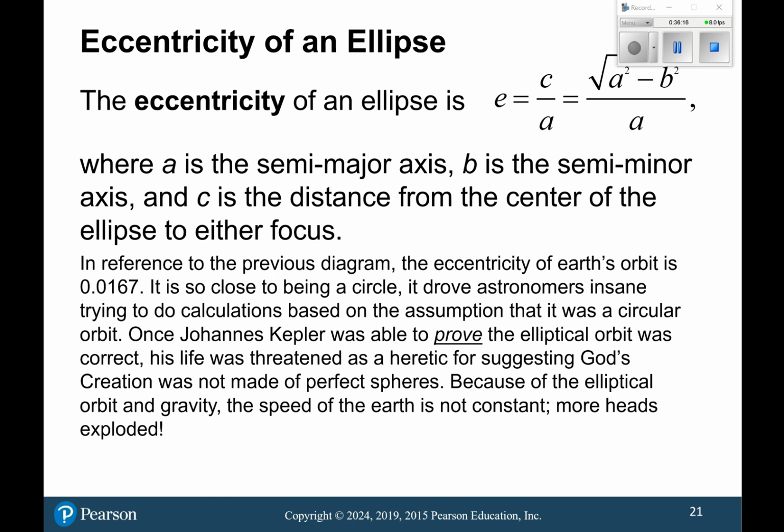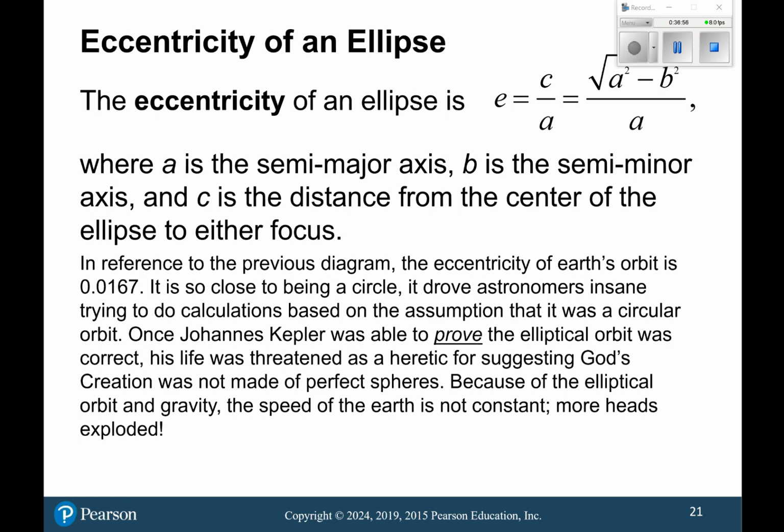Maybe it's understandable to think that why they made that mistake. But thanks to Herr Kepler, he was the one able to prove no, it's not a circle, it's an ellipse. And then the calculations got so much easier. Well, wait a minute, it's not a circle. God's creation has to be made of perfect spheres. And again, he was branded as a heretic for that. Can you believe this?